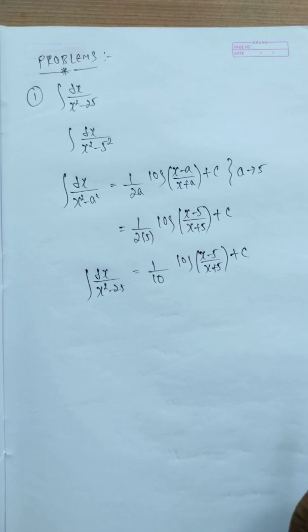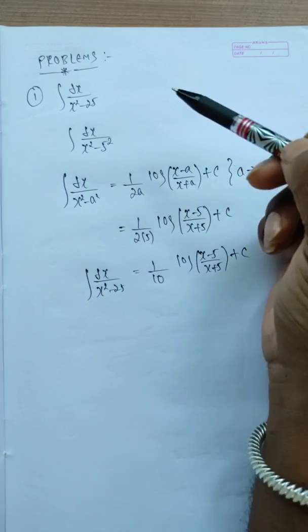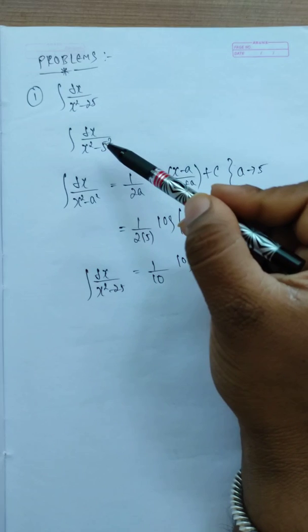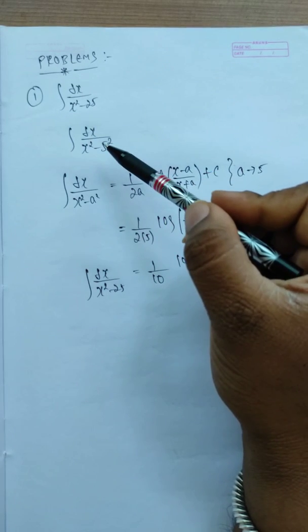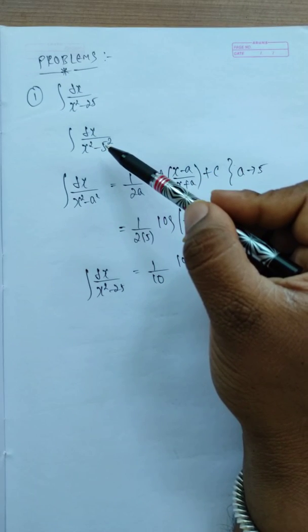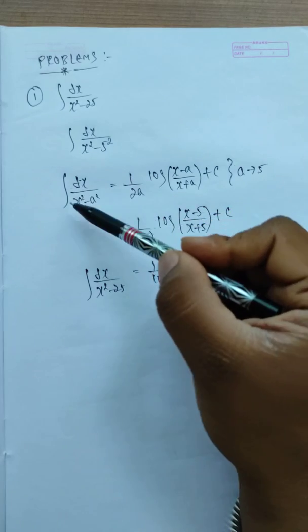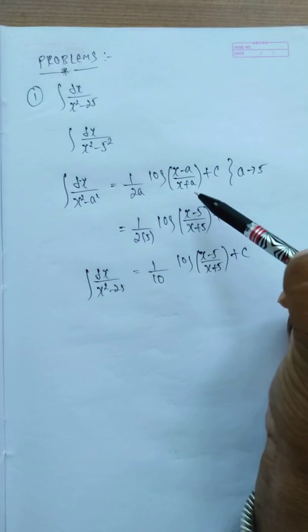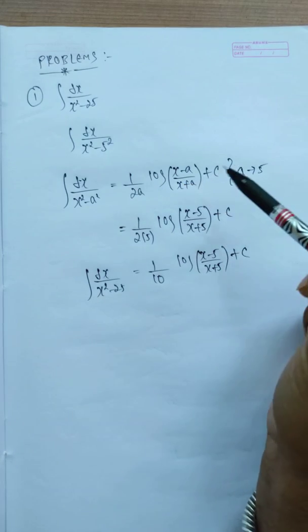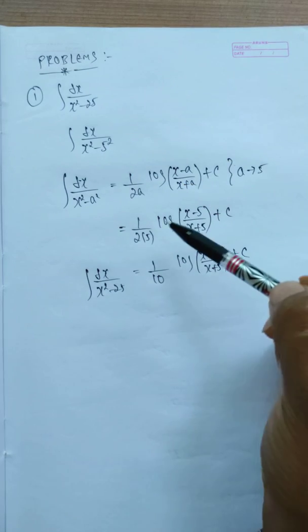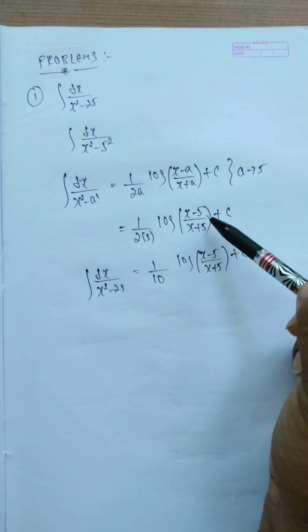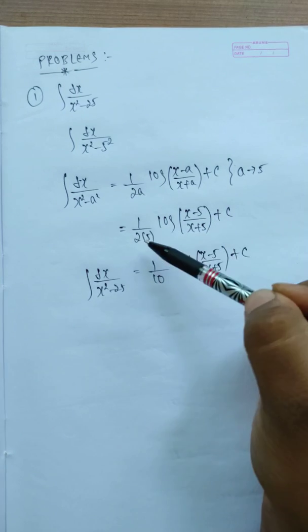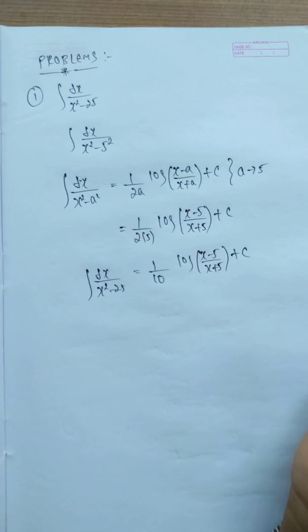Once again I am repeating. First you want to change the given problem to a standard form. After converting to a standard form, you want to compare the given problem with the formula. This is the formula: integration of dx by x square minus a square is 1/2a log of x minus a by x plus a plus c. On comparing, what is a? A is 5. So 1/2 into 5 log of x minus 5 by x plus 5 plus c. So 2 5 ja 10. Is it clear? Is it okay?